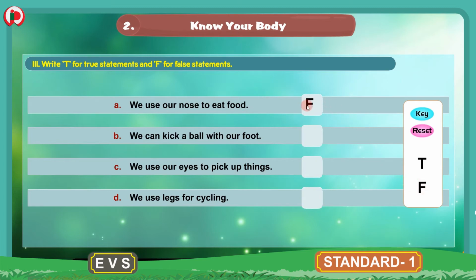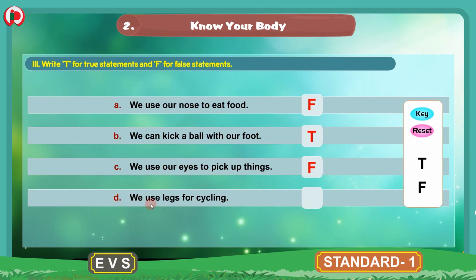B. We can kick a ball with our foot? Yes, this is a true statement. C. We use our eyes to pick up things. This is a wrong statement. So we will put F for false. This is a false statement. So we are putting F.